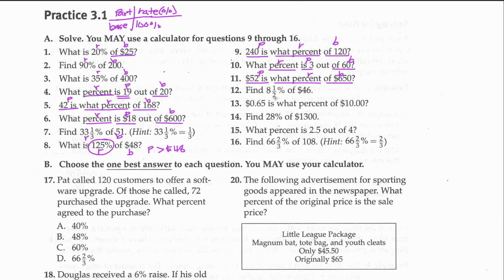Number 12, find 8.5%. 8.5% is the rate, of $46. That's going to be the base. Number 13, 65 cents is the part. What percent? We don't know the rate, of $10. So that is the base. It comes after the word of.